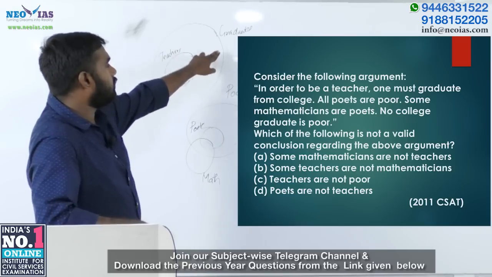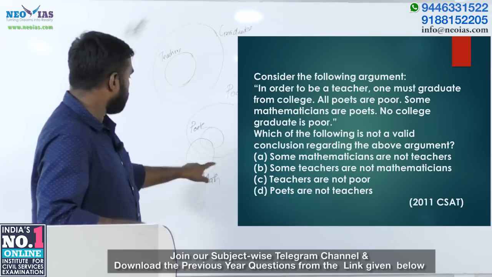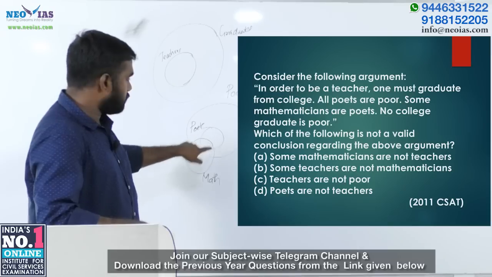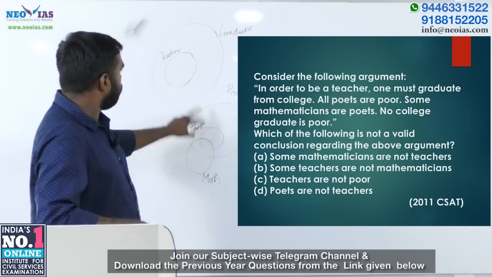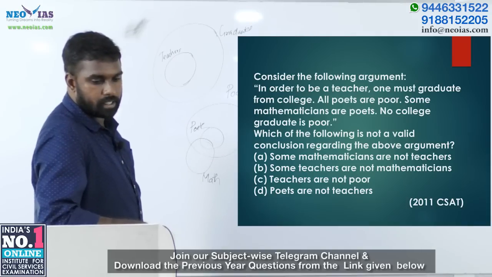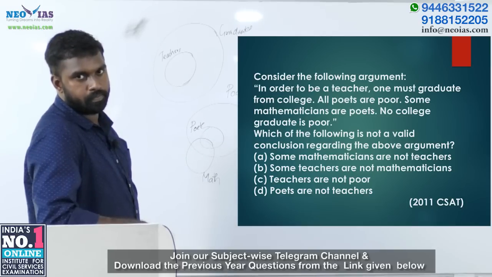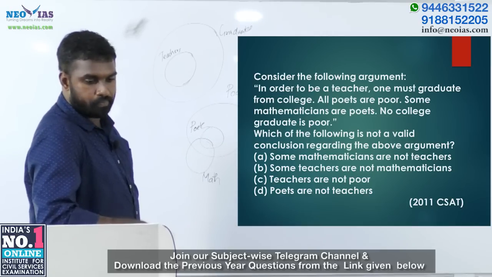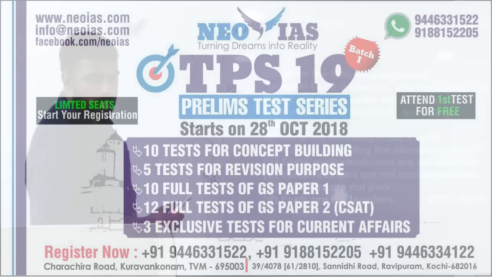Teachers are graduates. Graduates are not poor. Some mathematicians are poets. That means some mathematicians are poor. Graduates are not poor, so some mathematicians will be there who are not teachers. That is a possibility. That is true, so option A is eliminated. That is a valid conclusion. Option B.